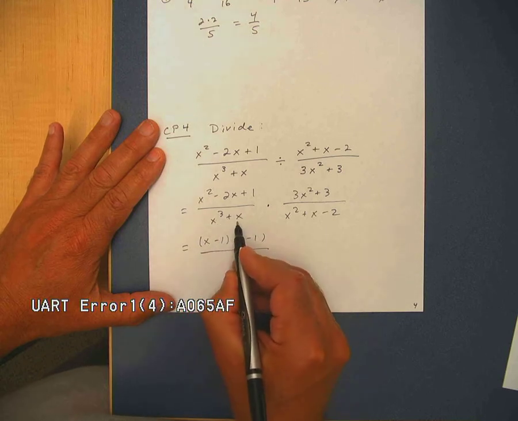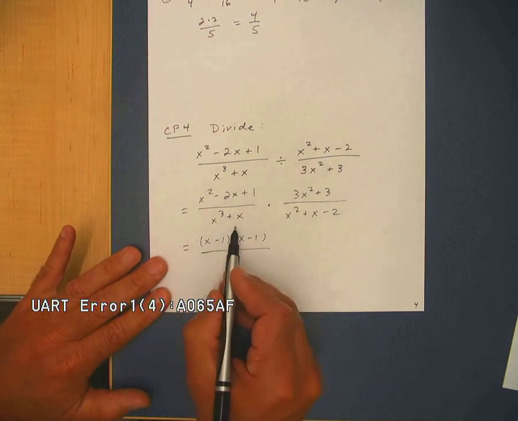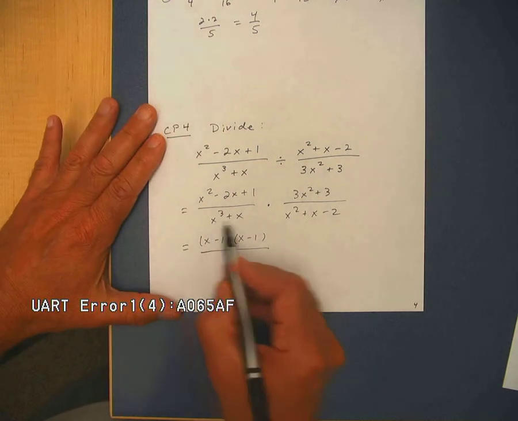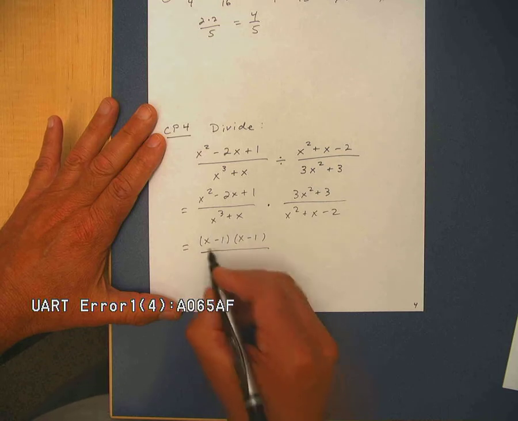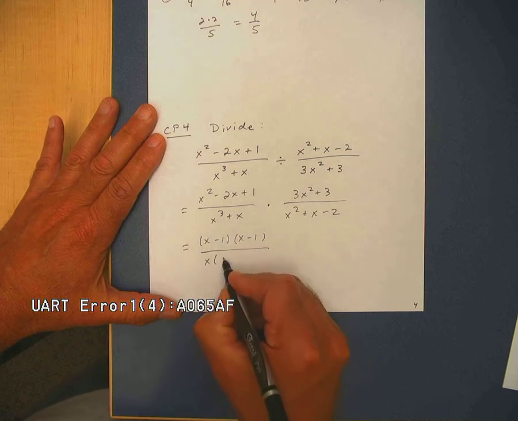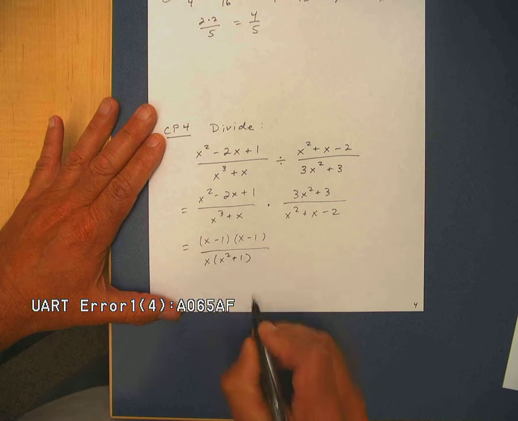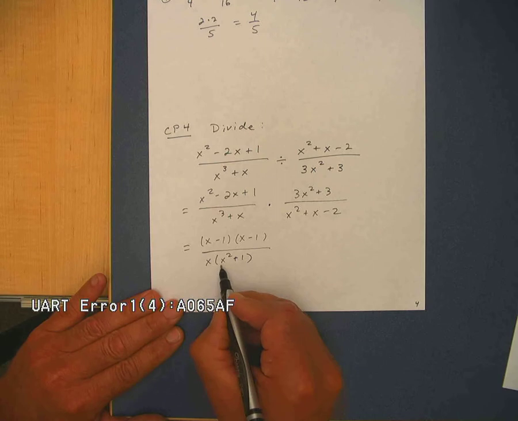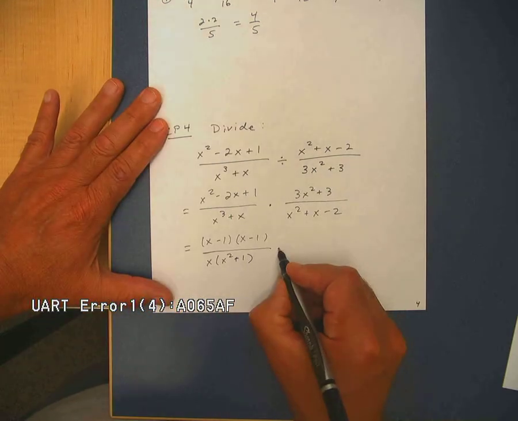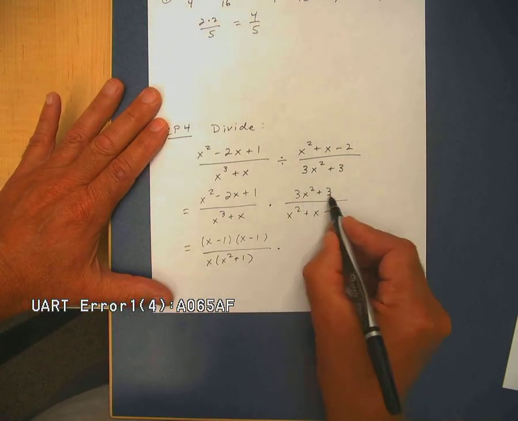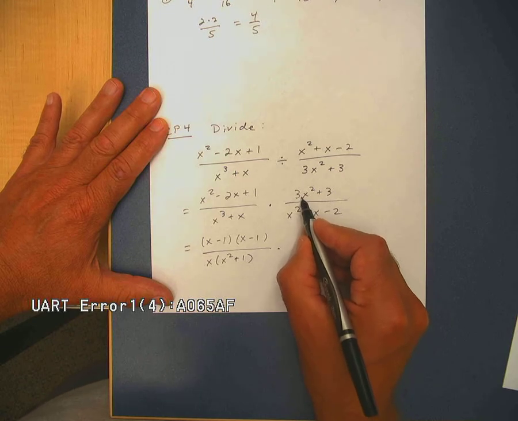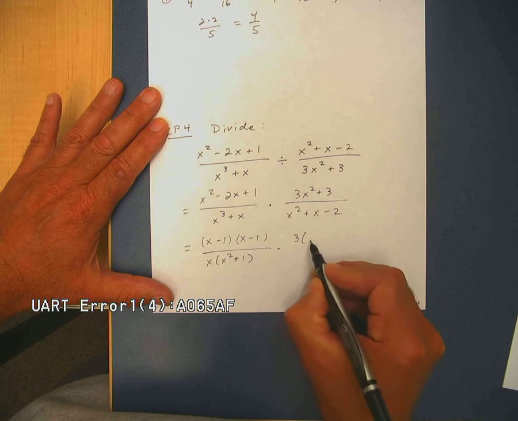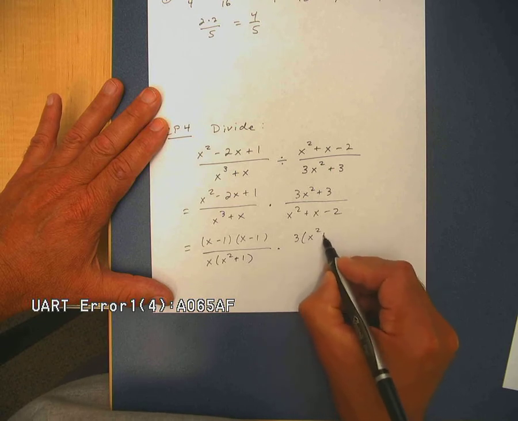X cubed plus x. It's a binomial, but we should try to factor out the greatest common factor first. Looks like they have an x in common. Let's take that out. What we're left with is x squared plus 1. And x squared plus 1 we can't break down any farther. It doesn't fit one of our patterns for a binomial. Let's move over here. And here again we have a binomial, but we should try to take out common factors first. Looks like they have 3 as a common factor. So I'm going to take a 3 out. What I'm left with is x squared plus 1.